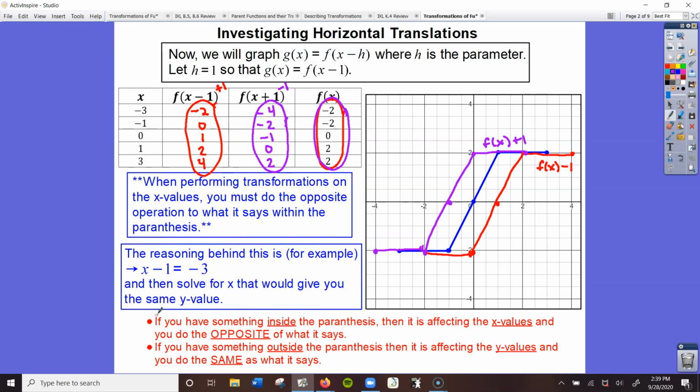Now I put this here in red because it's very important. If you have something inside the parentheses, then it is affecting your x values. So think, inside, not only is it with the x, but inside, think input. And what are my inputs? The x's. And whatever is inside the parentheses, you must do the opposite of what it says. Now, if you have something outside the parentheses, that is affecting your y values. So think, not only is it outside with f of x, which represents y's, but outside, think output. Output are your y values, and you do exactly the same as what it says.